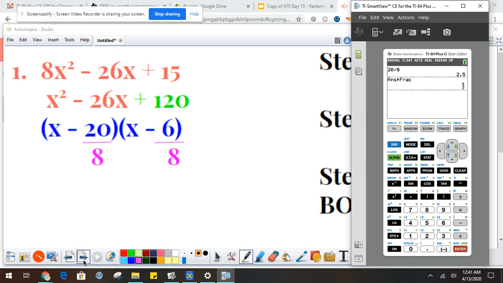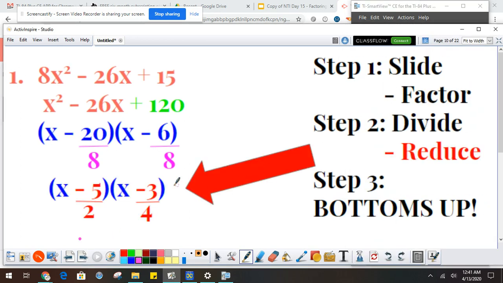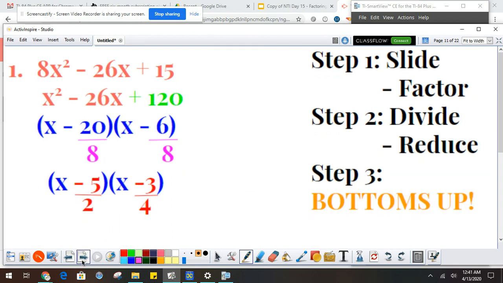I'm going to do the same thing with 6 over 8. I'm going to press it in the calculator. When I do that and do math, enter, enter, I get 3 over 4. So now I have reduced the fractions. However, I don't want my answer to have fractions or those decimals that I just got rid of. So I'm going to do my last step with it, which is bottoms up.